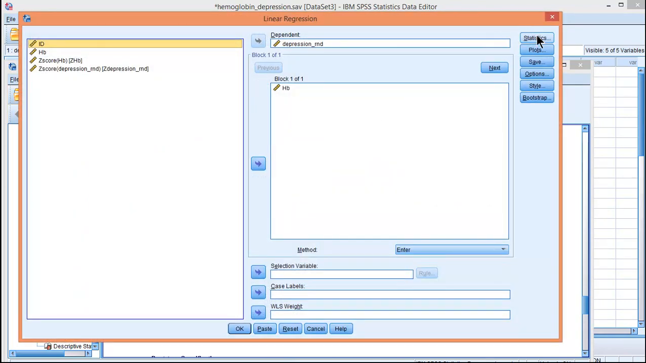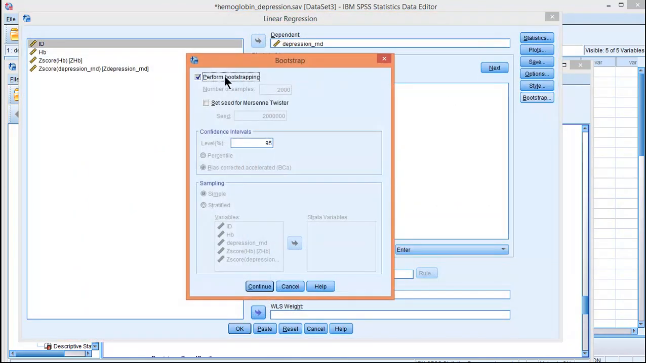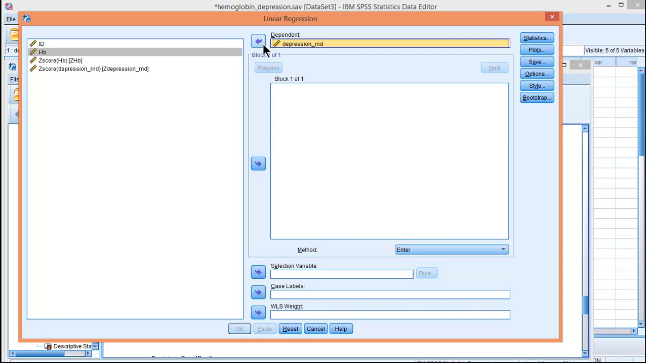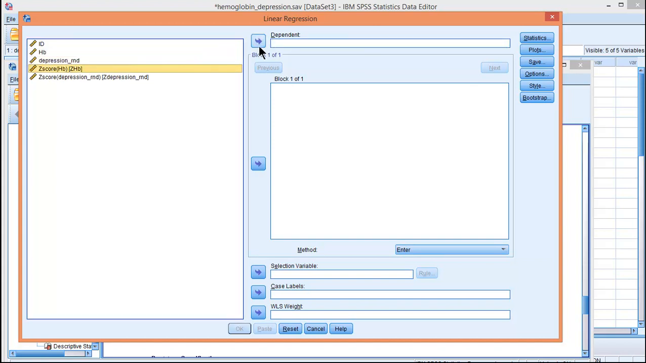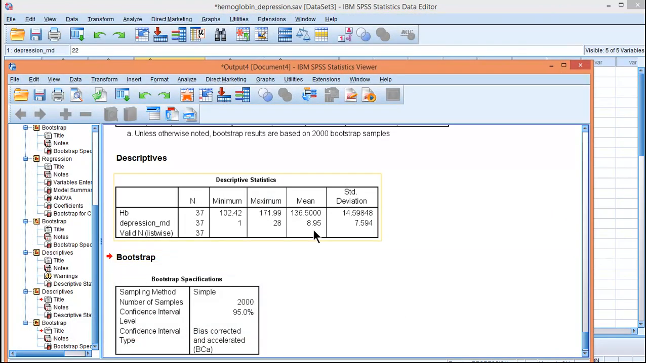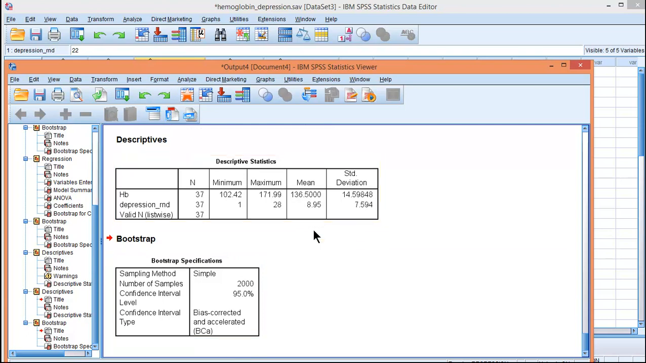And let's click on Bootstrap, redo the 2000 bias corrected, and I want to do it on the standardized variables. That's my dependent variable, and this is my independent variable. Hemoglobin, predicting depression. Yep. Click on OK. And the regression is running. We'll take a minute.